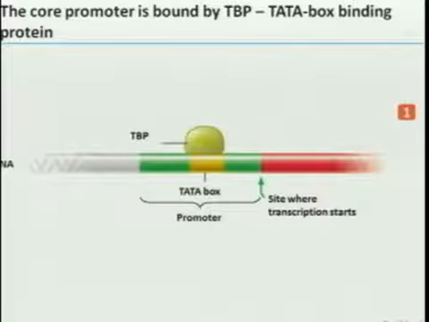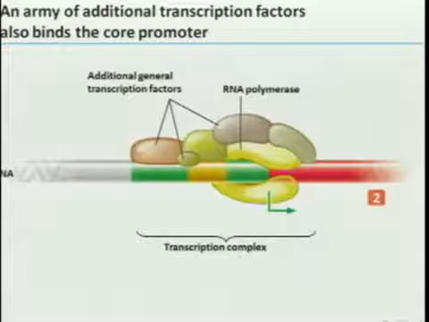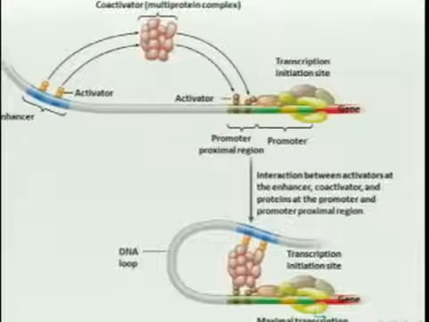Second, of course, the core promoter is also bound by transcription factors. There are so many more of them. It's slightly dizzying. First, this is something I need you to know. The core promoter is bound by a transcription factor called TBP, TATA box binding protein, and an army of additional transcription factors. So a lot more, and I'm about to show you how many more. And the enhancer is also bound by transcription factors. And then there are bridging entities that help the enhancer talk to the promoter.